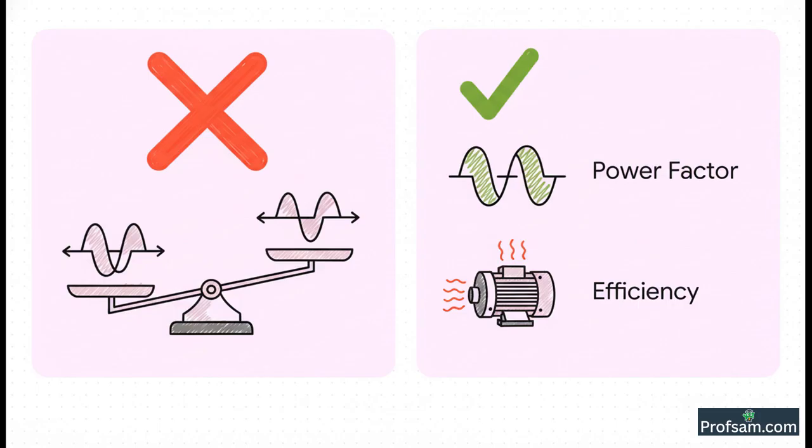Efficiency is about energy lost to things like heat or friction in a machine. Power factor, on the other hand, is purely about the timing, the phase mismatch between voltage and current. You could have a theoretically perfect motor with zero friction, 100% efficient, but because it's an inductor, it will still have a poor power factor. Please remember, efficiency is about energy loss, power factor is about phase mismatch.